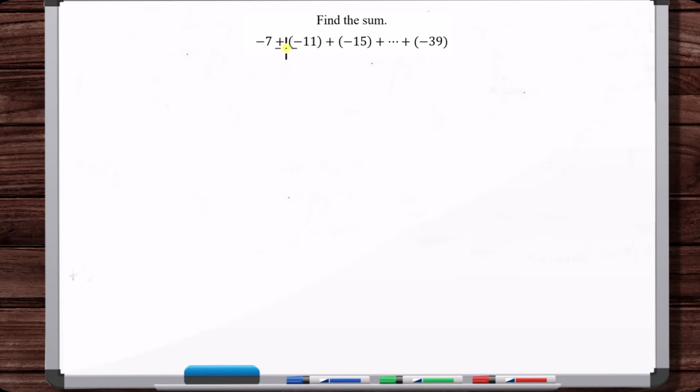Okay, find the sum. So similar to the last problem, but it's a little trickier because we've got these minus signs. When we go from minus 7 to minus 11, what are we doing? We're subtracting 4, right? Minus 7 minus 4 is minus 11. Minus 11 to minus 15, we're subtracting 4. So this is going to be an arithmetic sequence with d equal to minus 4 and a sub 1 equal to minus 7.